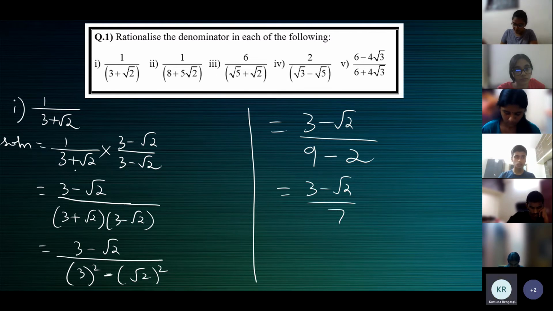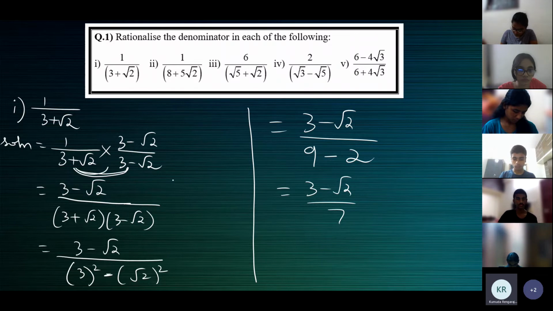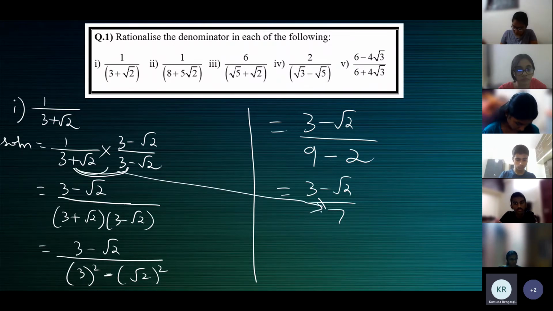So the conjugate of 3 plus root 2 is 3 minus root 2. The conjugate of 3 minus root 2 is 3 plus root 2. Because when you multiply them, their product is rational, 7.